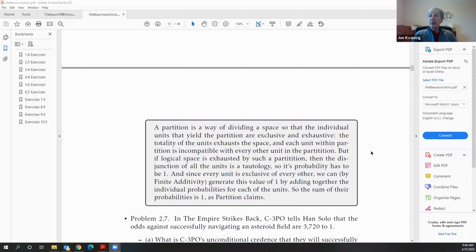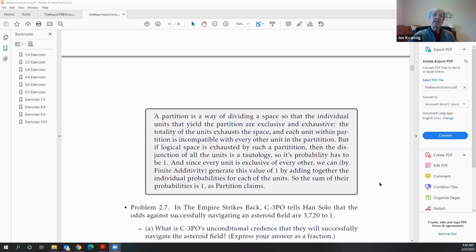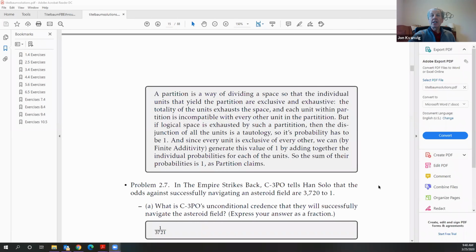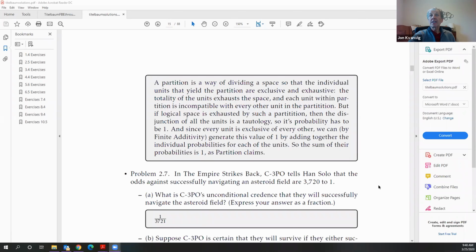And since every unit is exclusive of every other, we can, by finite additivity, generate this value of 1 by adding together the individual probabilities for each of the units. So the sum has to be 1, as partition claims. Okay, that's a relatively simple idea, and all you have to do is understand the concept of a partition to see that it has to be true.